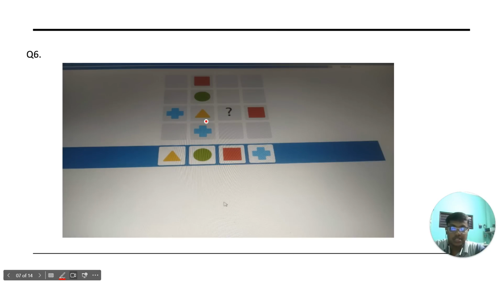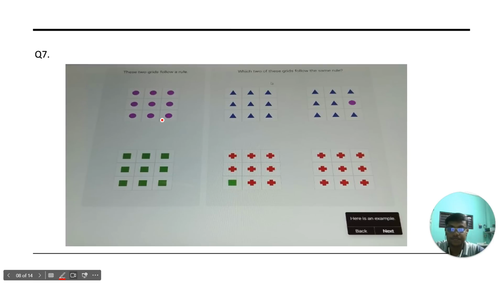Okay, so this is a pretty straightforward question. There are three boxes and the boxes are already filled. So the fourth box would have the unique character, which is the circle. So the circle is our correct answer. Let's move on to the next question.